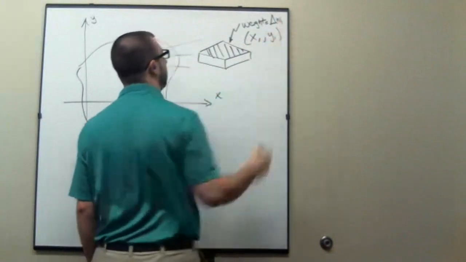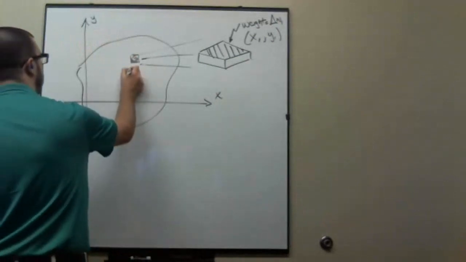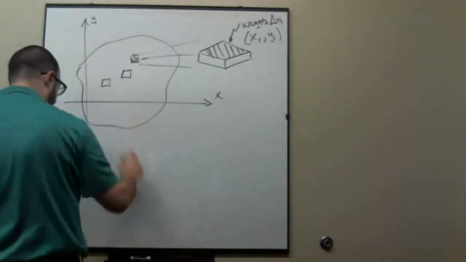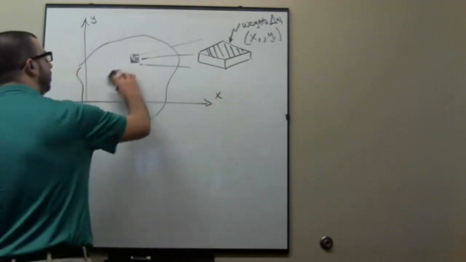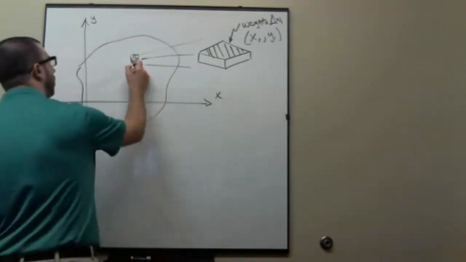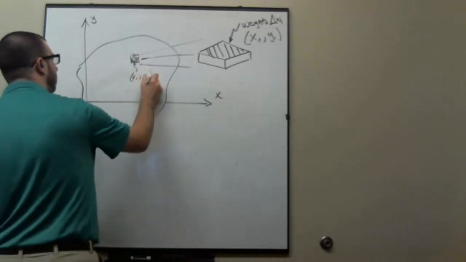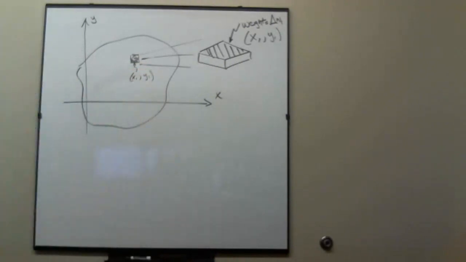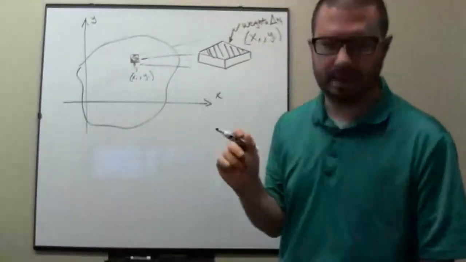I'll say that because I'm going to call this element number 1. This might be element number 2, element number 3, whatever. And so when I say x1, y1, I'm basically saying the coordinates of that center point right there. Okay, so that's just a single element in the plate.